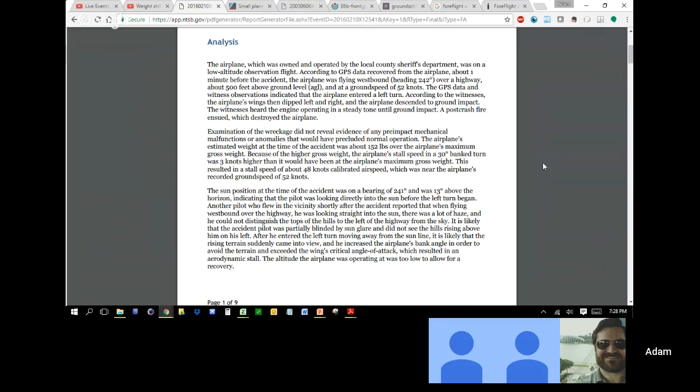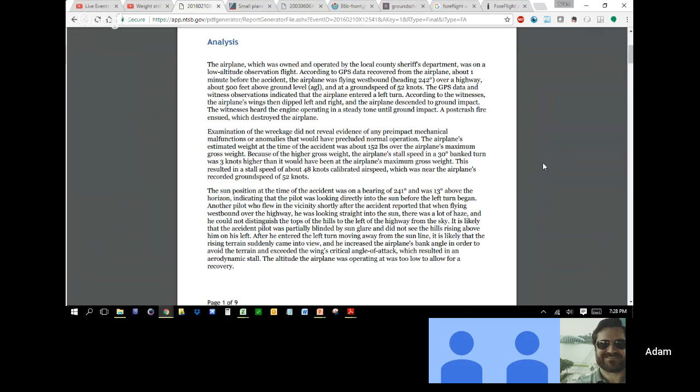And this next sentence is key. Because of the higher gross weight, the airplane's stall speed in a 30-degree bank turn was 3 knots higher than it would have been at the airplane's maximum gross weight. What can you guys tell me about that we learned in a prior session? What can you tell me about a banked turn, in this case 30 degrees? What can you tell me about the aircraft's aerodynamic or stall characteristics?